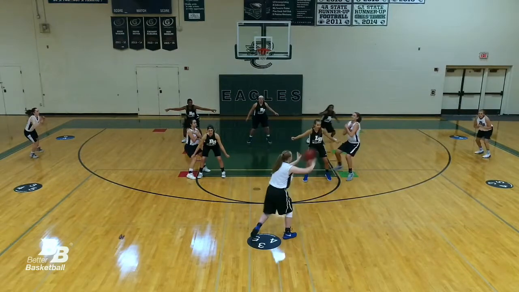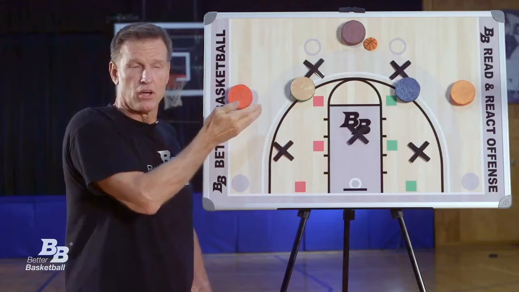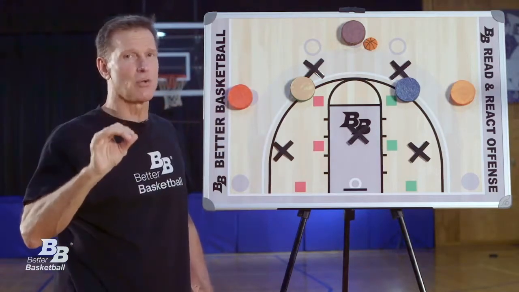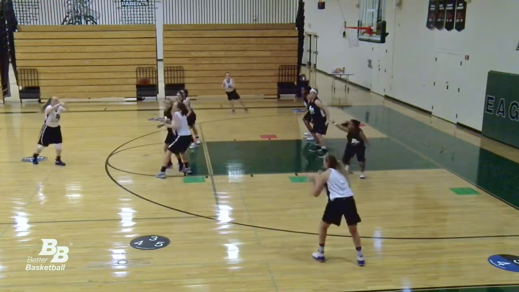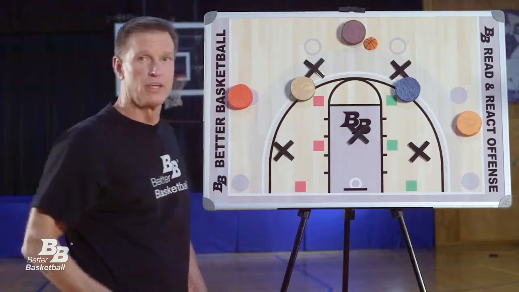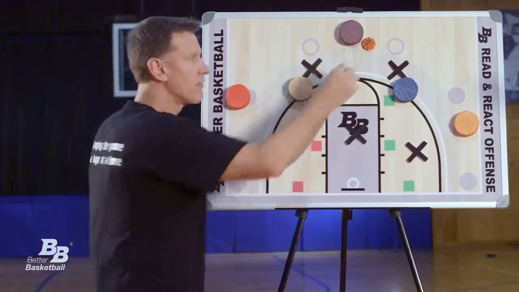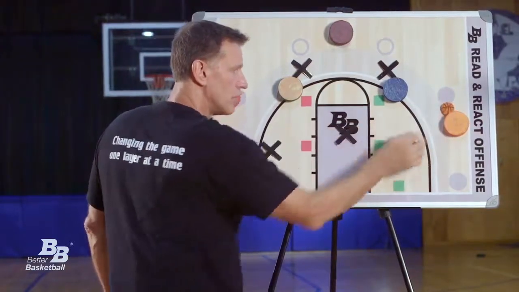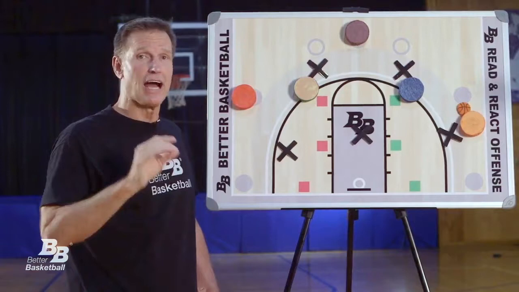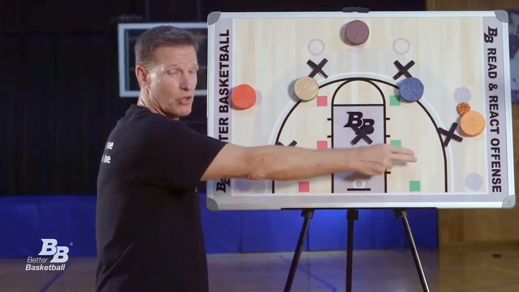The screener sets it with their back to the wing or towards the corner. But the wing slides only halfway, like this. We don't want this wing sliding all the way to the corner. Remember, we want to draw the corner defender out of their position towards the wing. So, if you err, I would rather you receive the ball closer to the wing than to the corner.